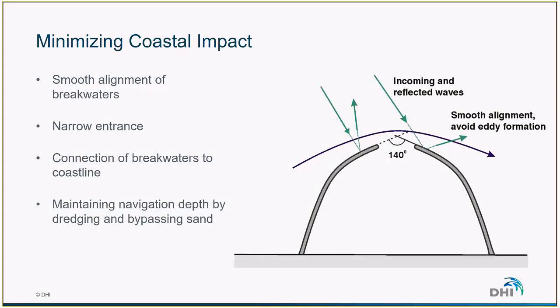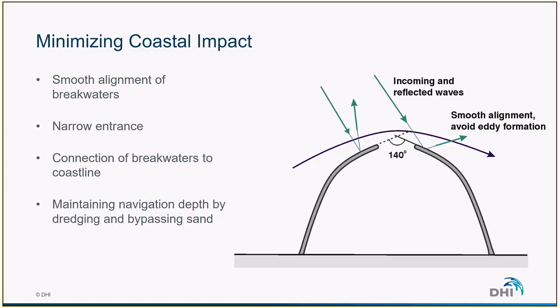And this is a sketch of a double breakwater layout where we try to minimize the coastal impact of the structure. Once again, the idea behind this concept drawing is to have something that is as less intrusive as possible in the natural environment. So to achieve that, we tend to have a smooth alignment of the breakwater with a relatively narrow entrance, so the currents can more easily pass by the structures.